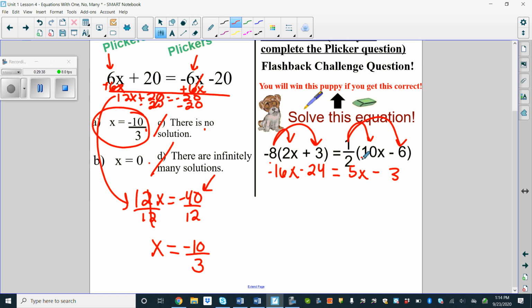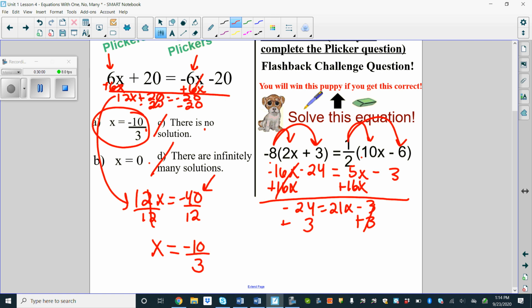So I'm going to bring the smaller to the larger. The smaller x is negative 16. Okay, that's on the negative side. That is definitely smaller than a positive 5. So I'm going to add 16x to both sides. And I have negative 24 equals 21x minus 3. I'm going to add 3 on both sides, and I'm left with negative 21 equals 21x. Divide by 21 on both sides, and I'm left with x equals negative 1. And that is my one and only solution to this equation.